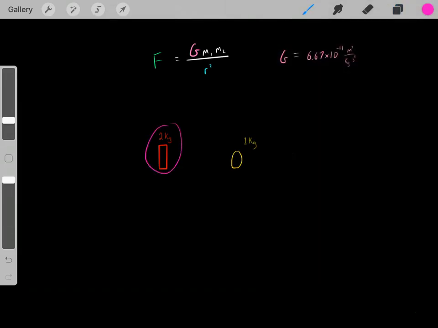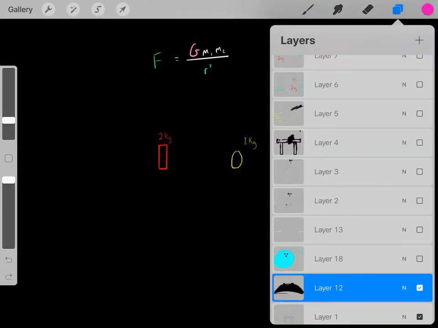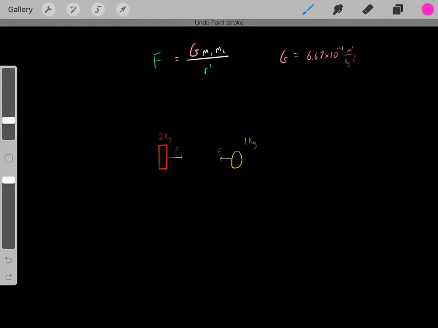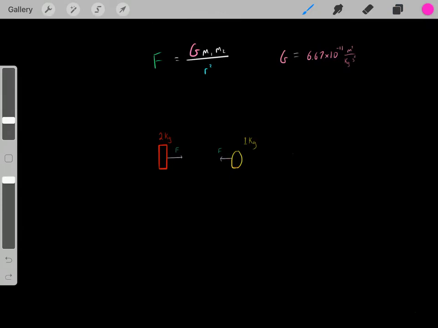So we have these two objects, they both have mass, so therefore they're going to feel these forces attracting them towards each other. However, how do we determine the magnitude of this force? We know they're both going to feel forces, but what is the magnitude of this force?